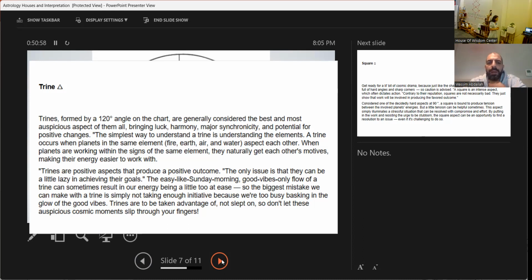Exactly. What about the previous ones? We didn't talk about the elements. This is the only one that talks about the elements so far.